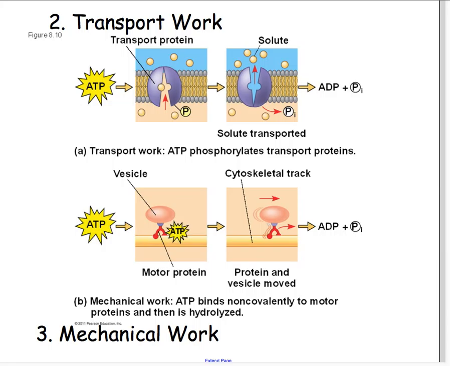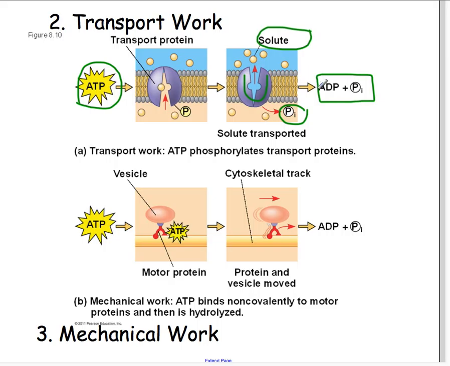The second kind of work a cell does is transport. Think of the membranes we drew last time. Here is your transport protein. When that protein gets phosphorylated by using ATP, the phosphate comes from the ATP and gets attached onto this molecule, which is a protein. The attachment of that phosphate causes the protein to change shape, and then the solute gets transported out of the cell. When the protein is in this altered shape, the inorganic phosphate is then released. So the net product of this reaction is ADP plus an inorganic phosphate.